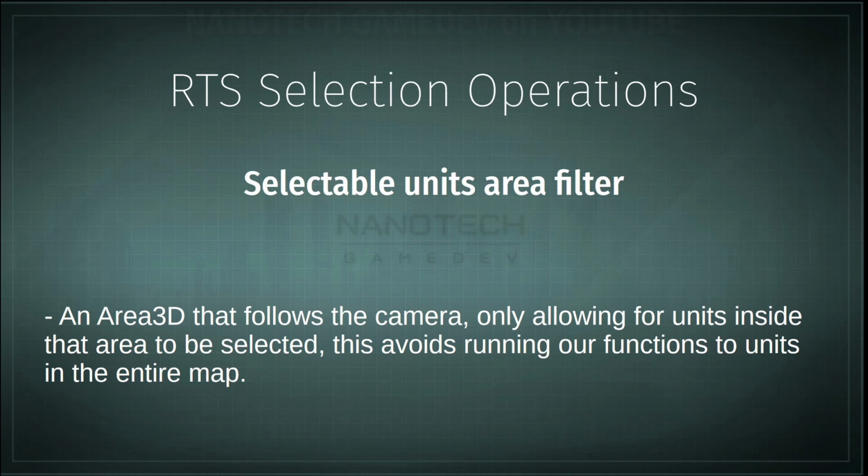So if you think about it, you have a big map inside Godot and you want to select a couple of units using the drag box selection or the single select. One of the ways that I excluded all the other units that are not visible to the camera is using that Area3D, which basically reports and keeps a list of all the collided bodies that are inside of it. And these are the selectable units, which you can select through the mouse selection. So this is an optimization I did on the previous video.